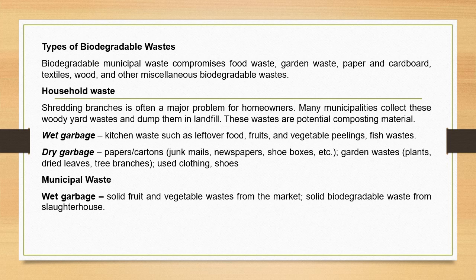Household waste. Shredding branches is often a major problem for homeowners. Many municipalities collect these woody yard wastes and dump them in landfill. These wastes are potential composting material. Wet garbage: kitchen waste such as leftover food, fruit and vegetable peelings, fish waste. Dry garbage: paper, cartons, junk mail, newspaper, shoes, boxes, etc. Garden waste: plants, dried leaves, tree branches, or used clothing, shoes.